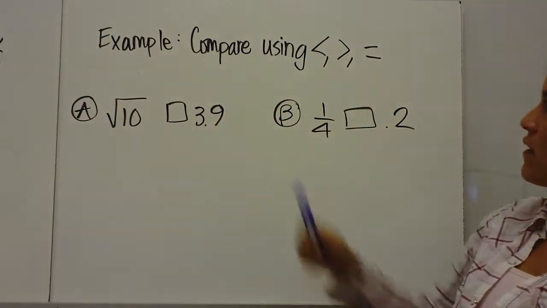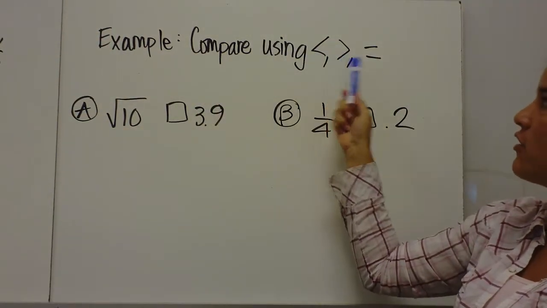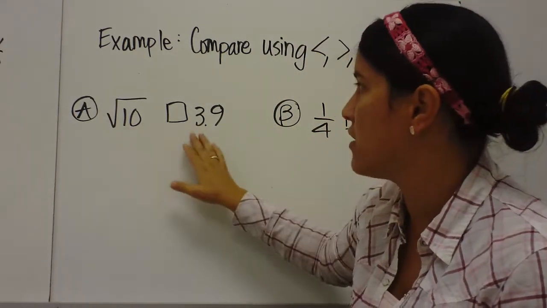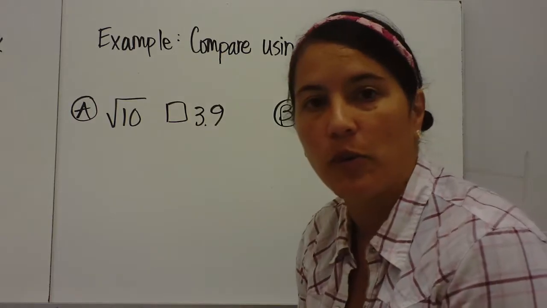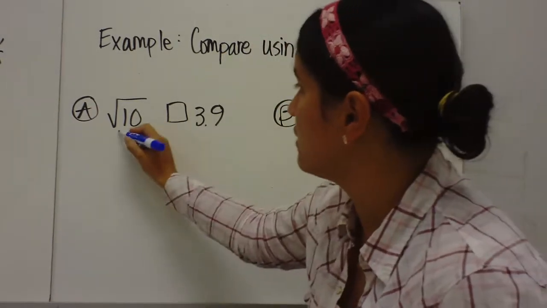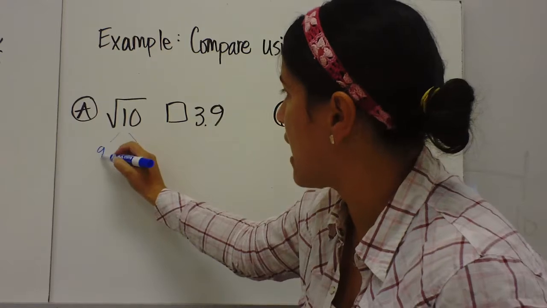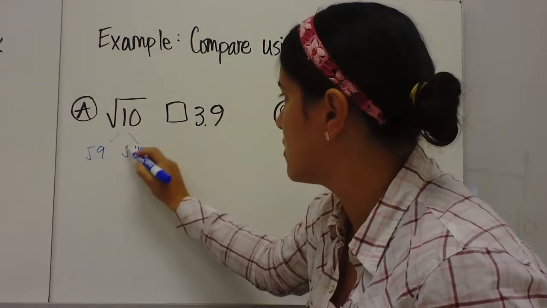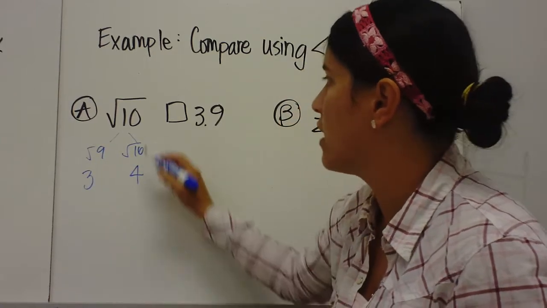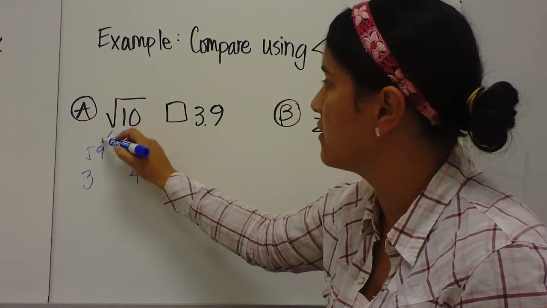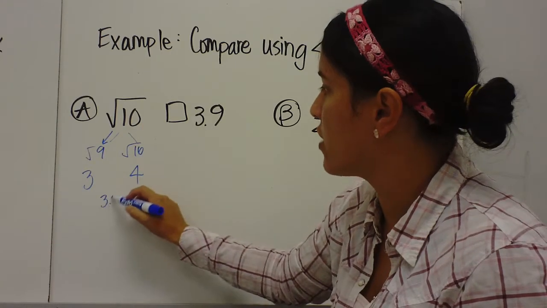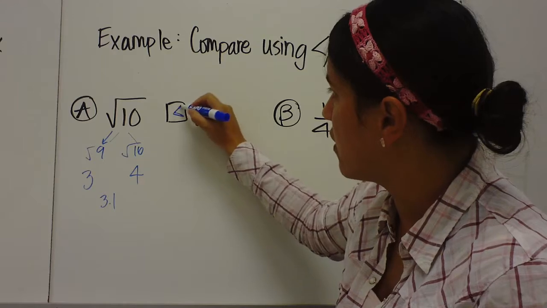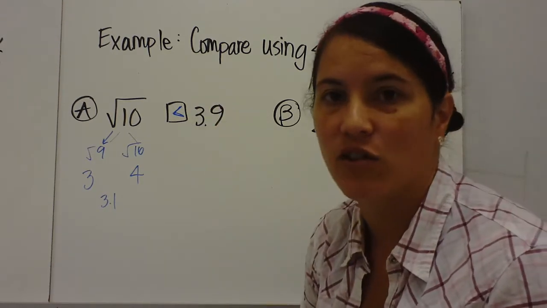Alright. So example, compare using less than, greater than, or equal to. So I have square root of 10 and 3.9. I need to estimate square root of 10. So I know it's going to be between 9 and 16. And then I need to take the square roots. So it's going to be between 3 and 4. It's closer to 9. So it's going to be about 3.1. And this is 3.9, so I know that 3.9 is larger.